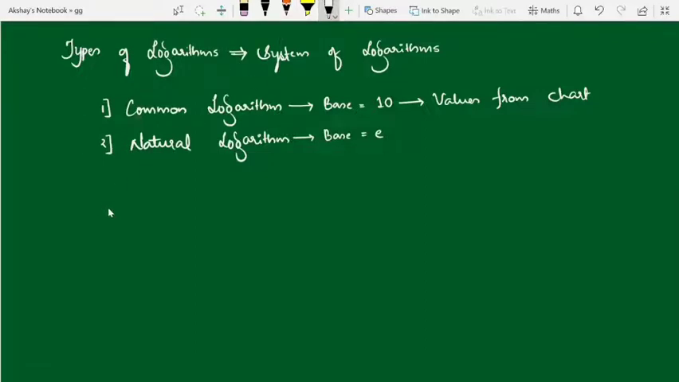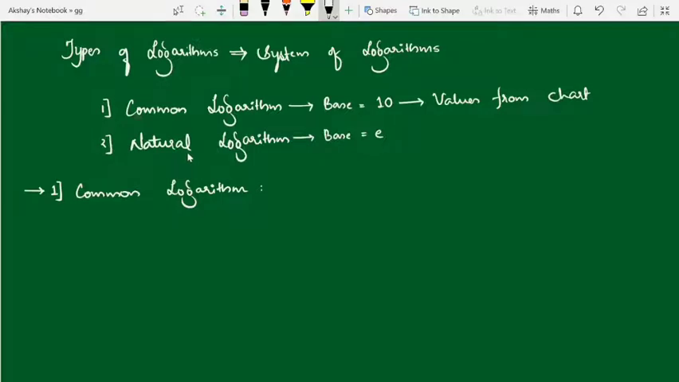Okay, so now we are going to study what we mean by common logarithms. Our next heading, the first part we are studying, is nothing but common logarithms. Here one thing you have to understand: to calculate natural logarithm, we won't have any special steps. The same steps we follow for common logarithm, we will follow for natural logarithm.